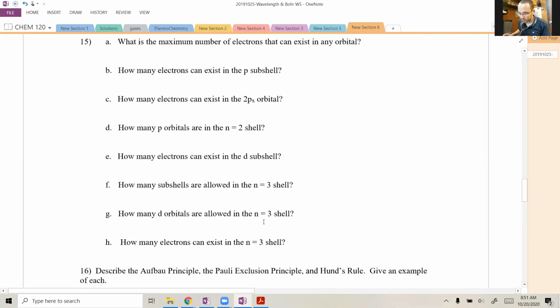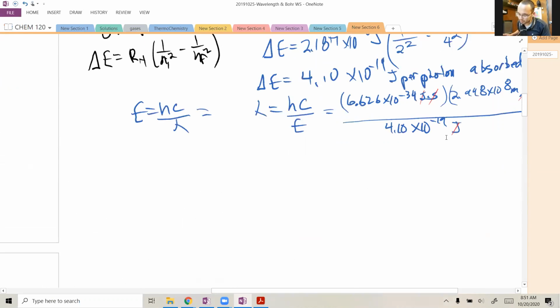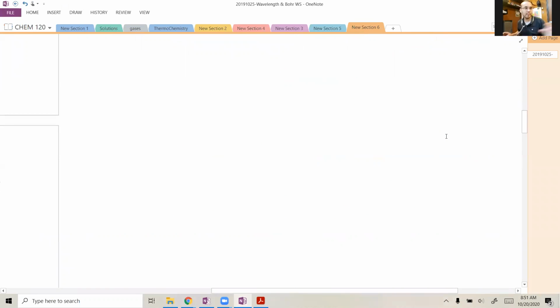So let's go ahead and talk about an element here. Someone pick an element, any element. Aluminum. Aluminum, very good.